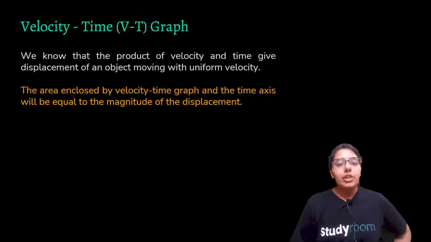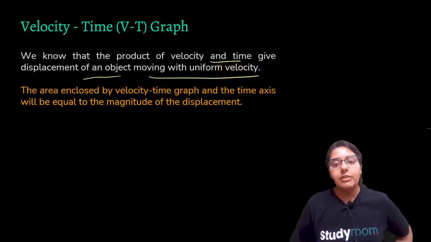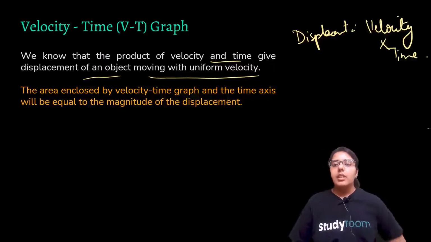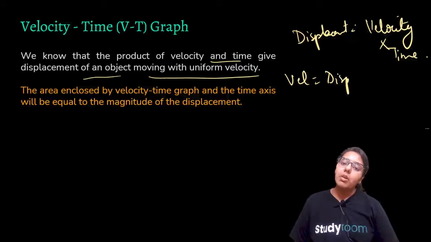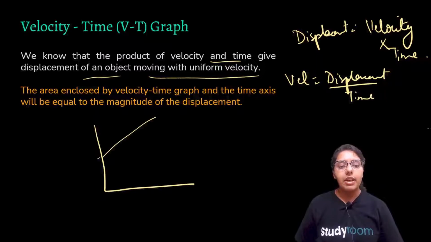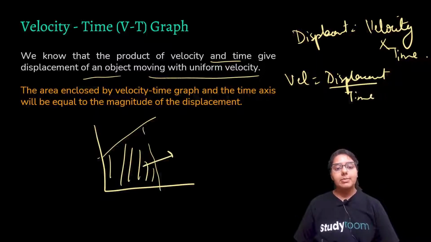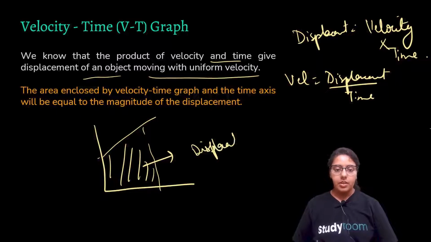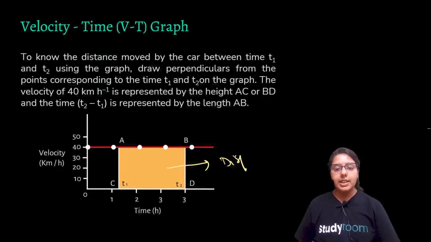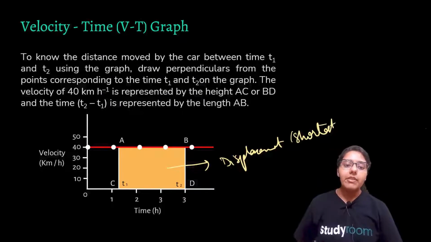So we know that the product of velocity and time gives displacement, right? Of course, your displacement is velocity multiplied by time, okay? We can see this from this formula. Velocity is displacement upon time. So of course, displacement is velocity multiplied by time. So what is the area enclosed by the velocity time graph? What does that give? It gives us displacement. Okay. So this area, what will this give us? This will give us displacement. Displacement was your shortest distance. So your velocity time graph will give you displacement.